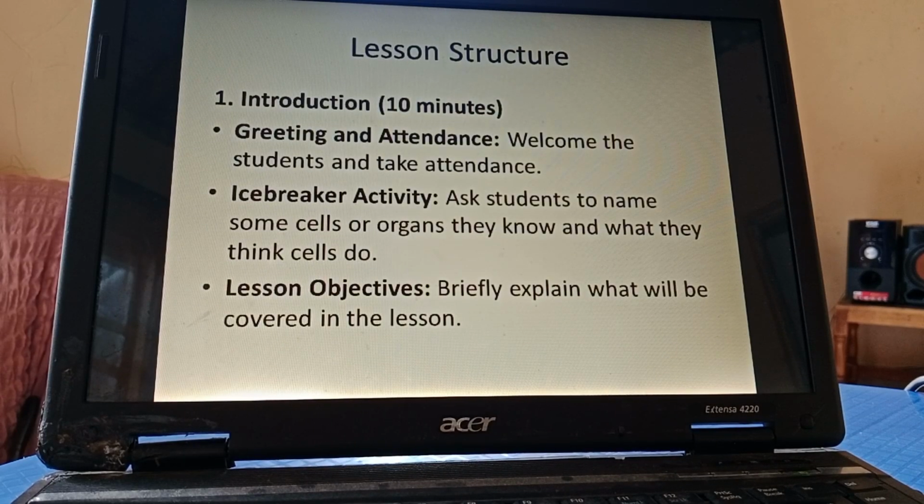Lesson structure. The first one is introduction, and that one will take 10 minutes, where you have greetings and then taking attendance. Welcome the students and take the attendance. Icebreaker activity: ask students to name some cells or organs they know and what they think cells do. And then you have the lesson objectives. Briefly explain what will be covered in the lesson.